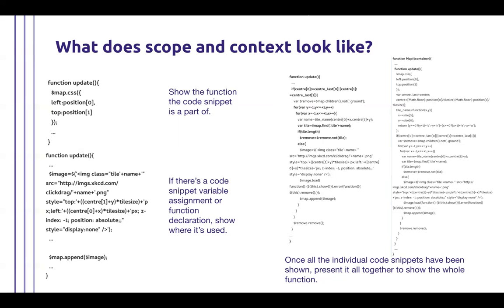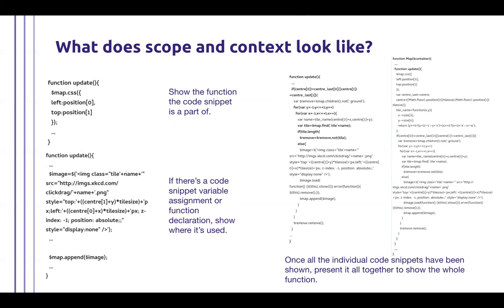Another key part is that there are pieces of code that are just variable assignments or function declarations, like image being declared on the second code example. But learners also should see how the variable or function is being used, like image is being appended to map. So if there's a code snippet that is a variable assignment or function declaration, we need to show where it's being used.